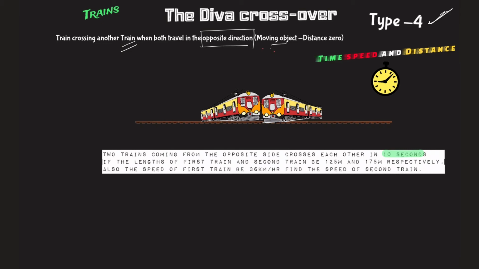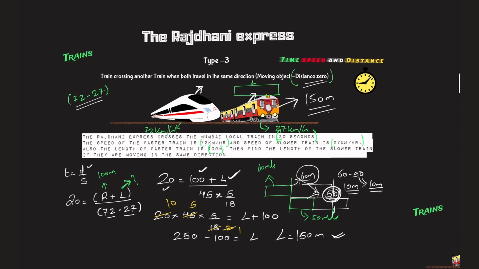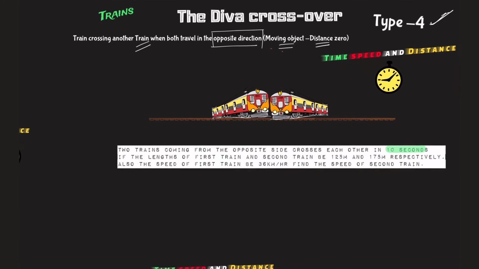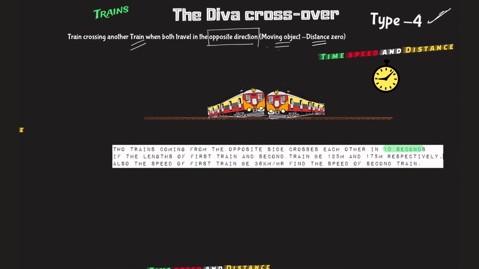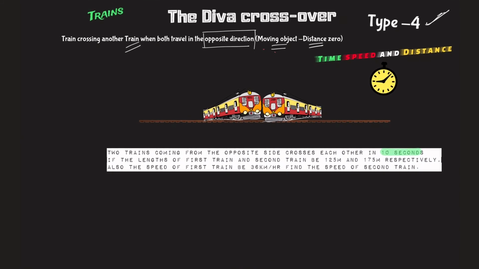Moving object, yes, train is crossing another moving object, but distance between them is 0. Yes, this looks just like your type 3. So what is the difference between type 3 and this? Type 3 was train crossing another train, both are traveling in the same direction. Distance between them is 0. Yes, even now in type 4 the distance between them is 0, but now they are traveling in opposite direction, and that's what makes type 4 different. Okay, Diva crossover is the episode which will help us understand two trains traveling in the opposite direction.